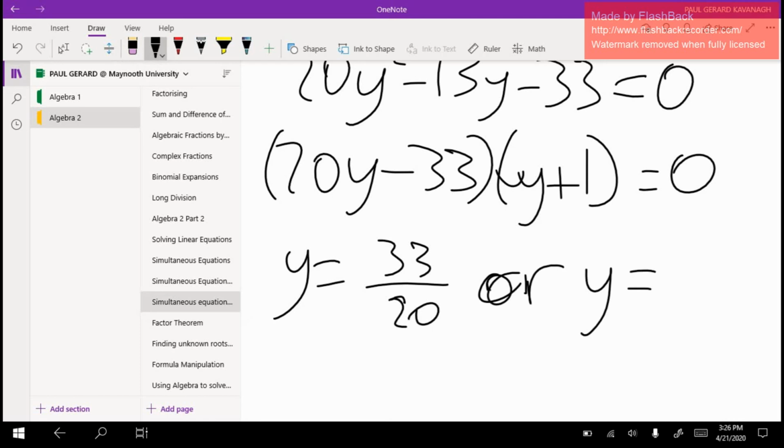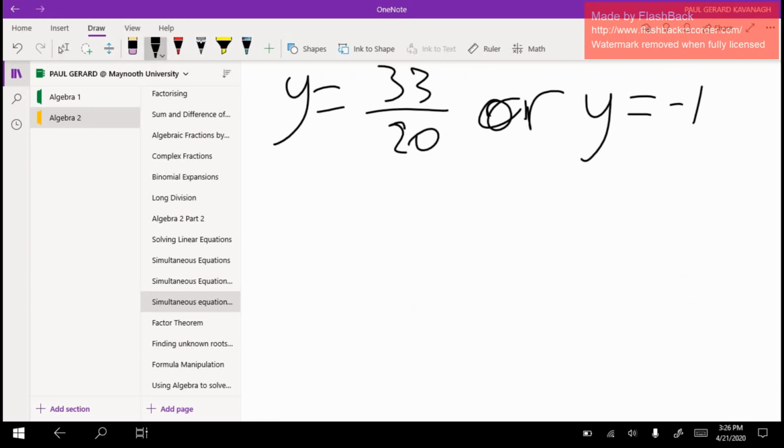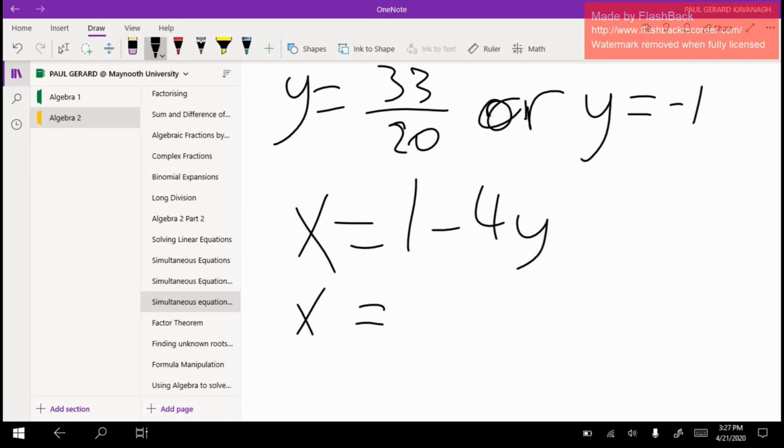So now you're going to take your two possible answers and substitute them back into x. So if you remember, x is equal to 1 minus 4y. Take the 3 over 20.